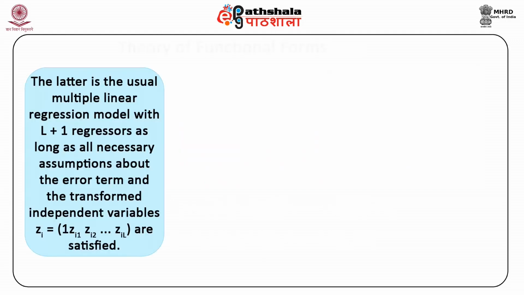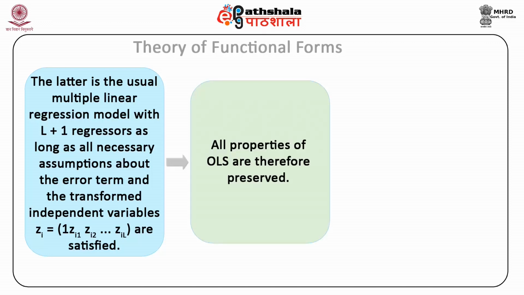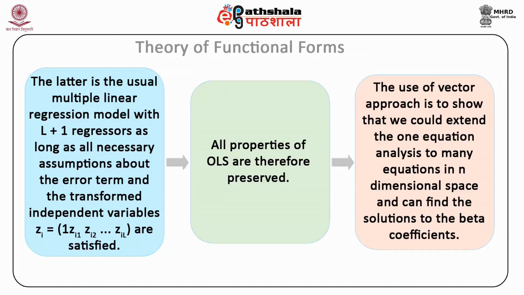The latter is the usual multiple regression model with L plus 1 regressors, as long as all necessary assumptions about the error term and the transformed independent variables zi equal to 1, z1i, z2i, ..., zLi are satisfied. All properties of OLS are therefore preserved. The use of the vector approach is to show that we could extend the one equation analysis to many equations in n-dimensional space and can find the solutions to the beta coefficients. Coming back to the one regression equation model, we consider below some of the other functional forms.